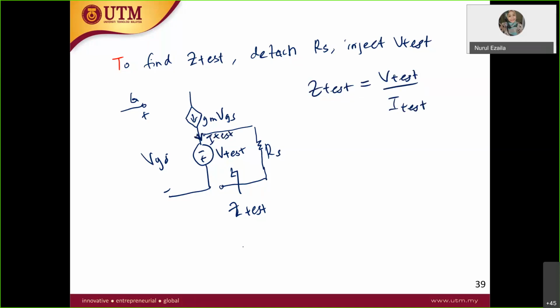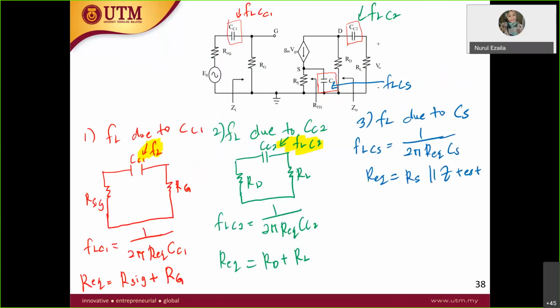So what is V-test? V-test is voltage only, VGS. So you apply KVL over here, and it is equal to the VGS. How about I test? It is GM VGS. So in here you will get that Z test is actually equal to 1 over GM. So go back to here.